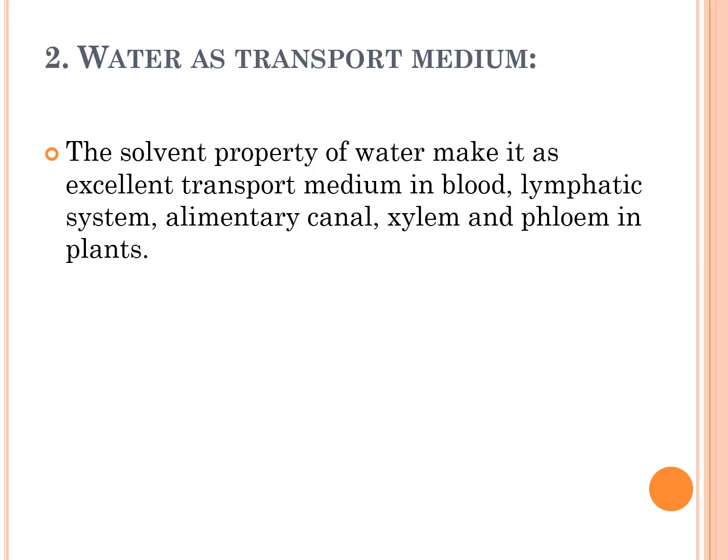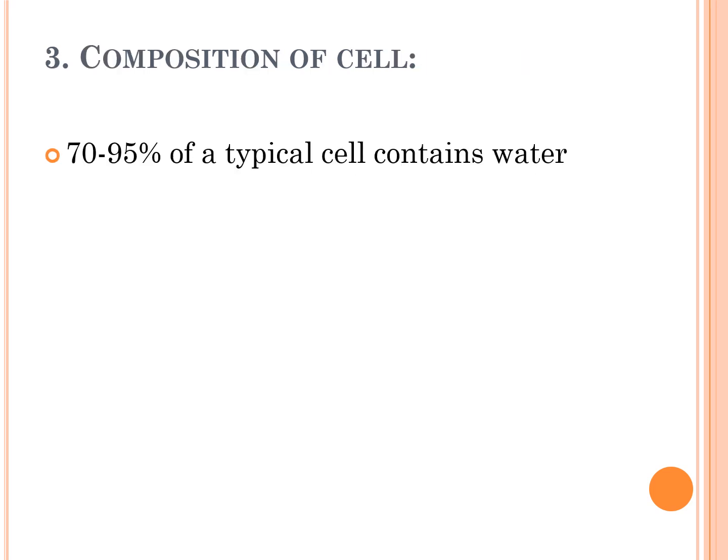So the water, as if it is a transparent medium, the solvent property of the water makes it an excellent transport medium in blood, lymphatic system, alimentary canal, xylem, and phloem in plants. So blood, lymphatic system, and alimentary canals in animals, and xylem and phloem in plants. The composition of the cell is about 70 to 95% water.